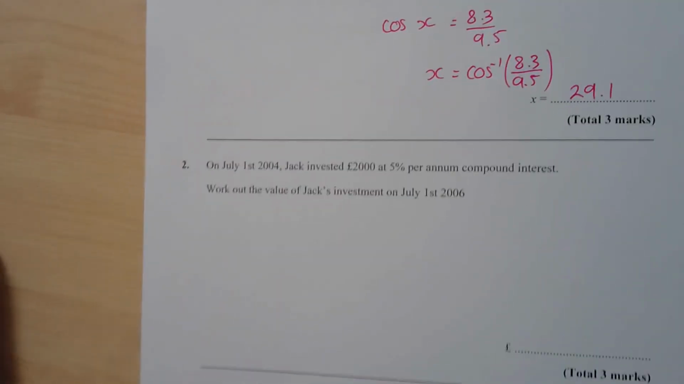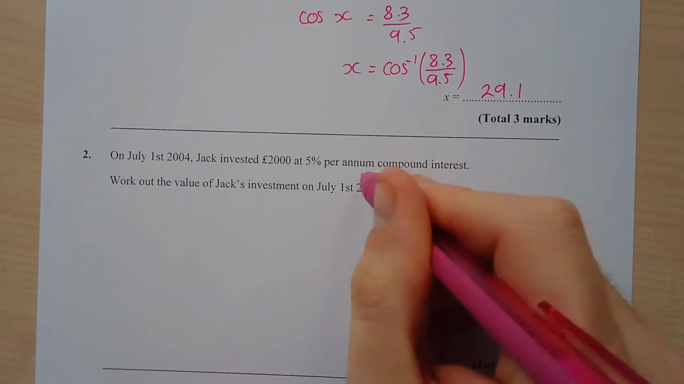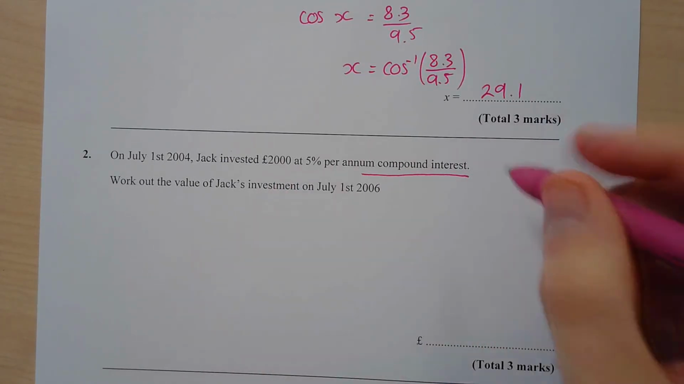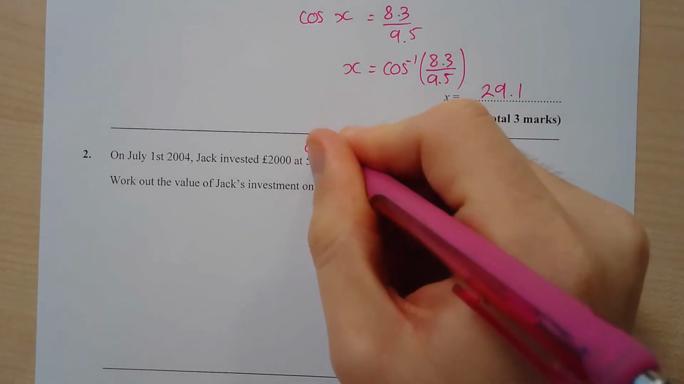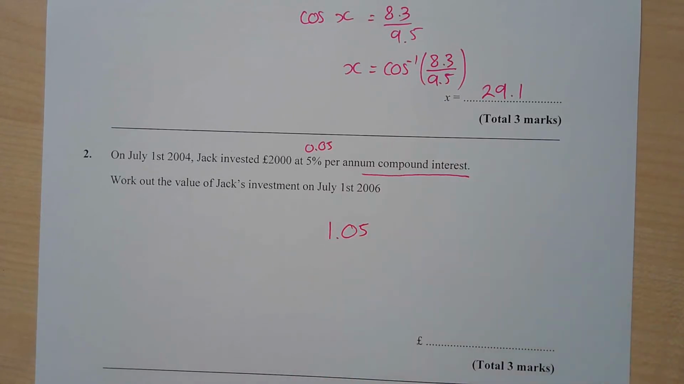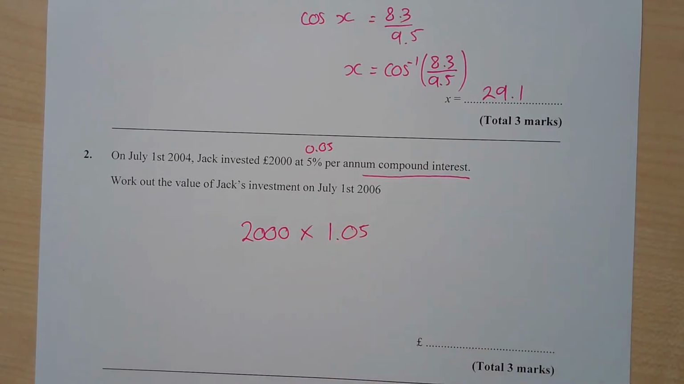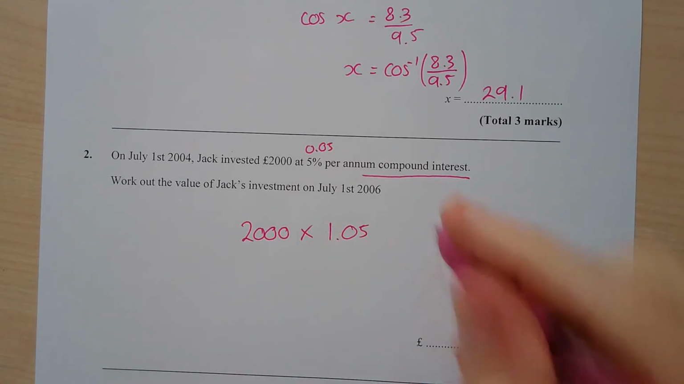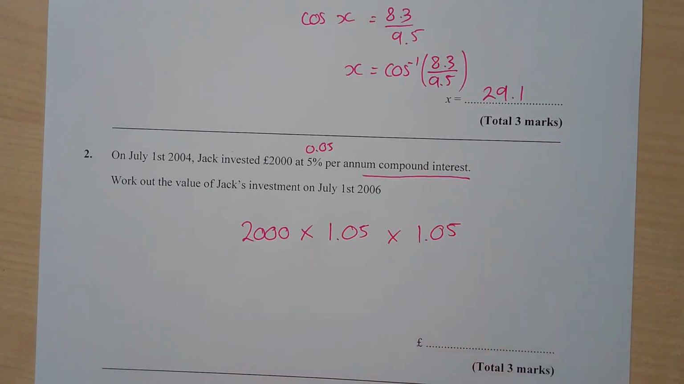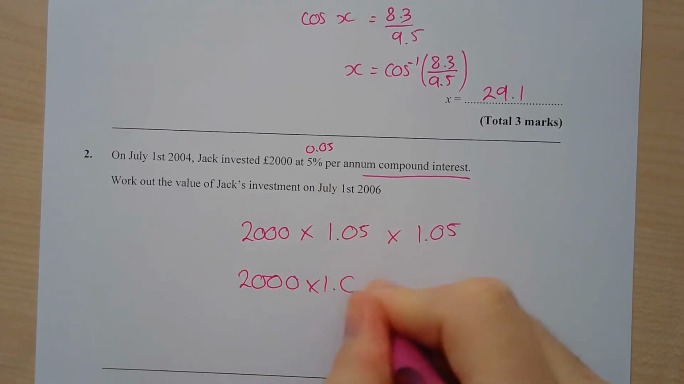Question number 2. On July 1st, Jack invested, so the key word there is compound interest. So an investment of 5%, that's going to be increasing by 5% each time. So whatever we get, we're adding 5% on. So this is increasing by 5%. So £2,000. That's how much I'll have in 2005 on the 1st July, and then in 2006 I'll times that investment again by an increase of 5%. So I get 2,000 times 1.05 squared.